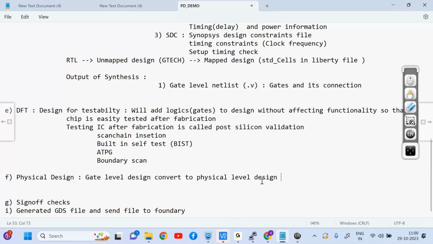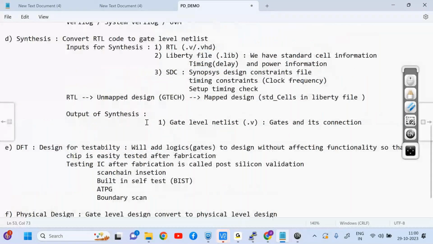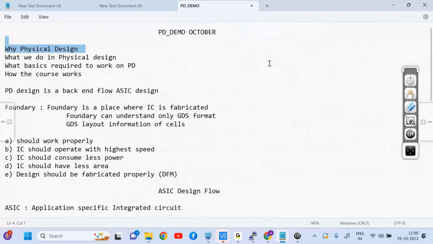So the remaining thing is what physical design is. Now you understood, right? Why physical design? The first question. After synthesis, the design is in the gate form. You have to convert it to layout form. That is the role of physical design.